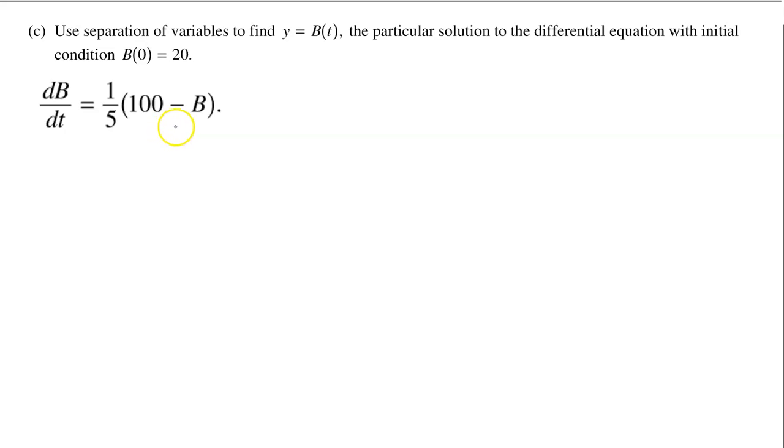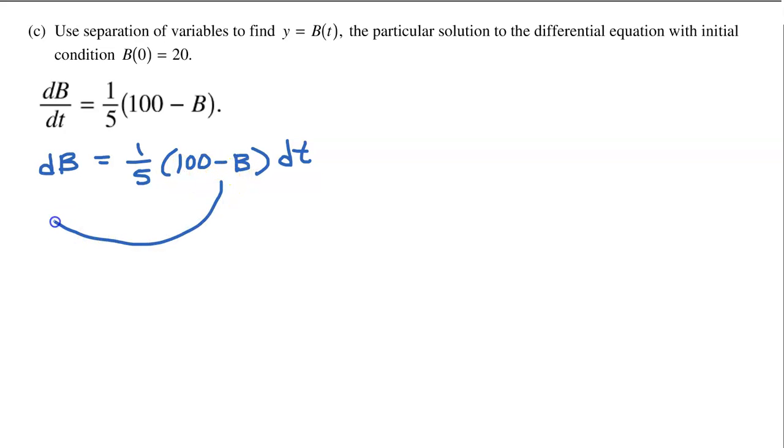To solve this differential equation, let's get all of the b's on the left and all of the t's on the right. We begin by moving the dt over here by multiplying both sides of the equation by dt. We cannot separate variables by addition and subtraction, so do not distribute the 1/5. Instead, let's move the 100 minus b over to the left by dividing both sides by 100 minus b.